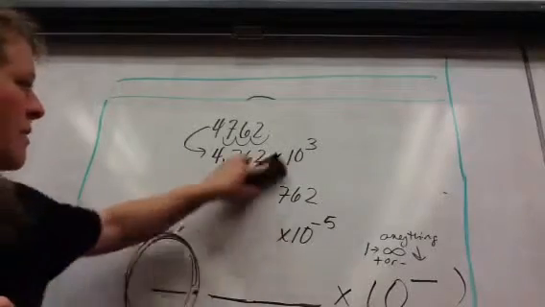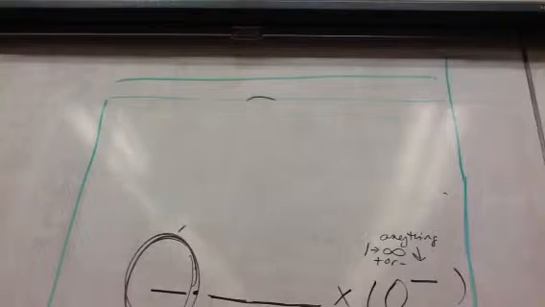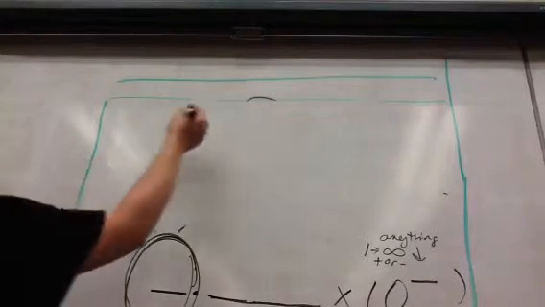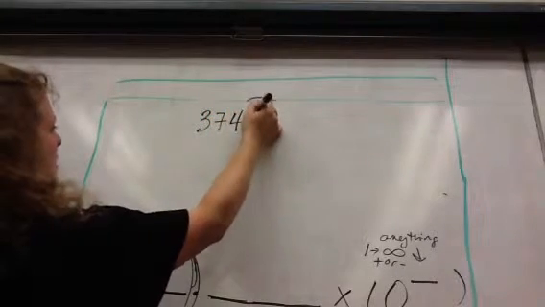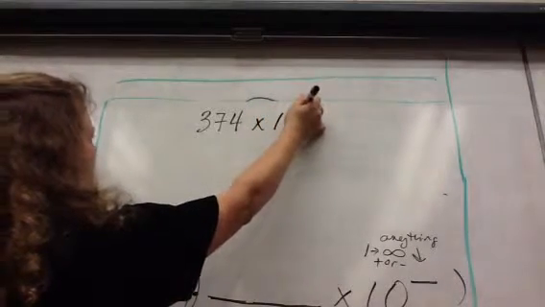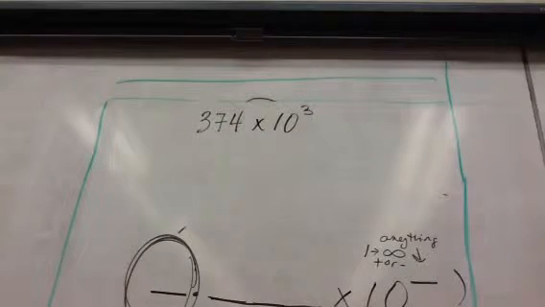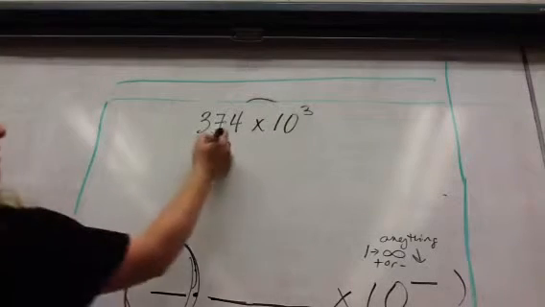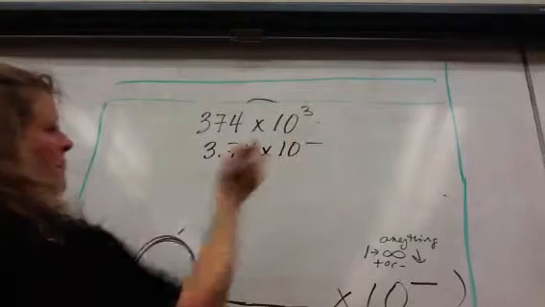And here's where people run into problems. And I do too. So I'm going to teach you my little cheater shortcuts for this, because I screw this up. So if you do a calculation, you end up with 374 times 10 to the third. Is that correct scientific notation? No. We need that to be in the form of 3.74 times 10 to the something.